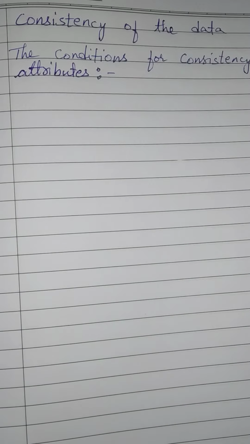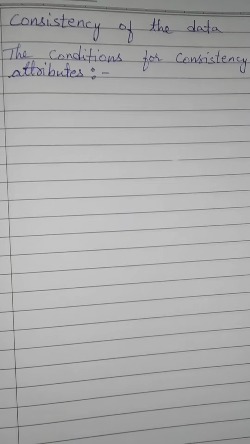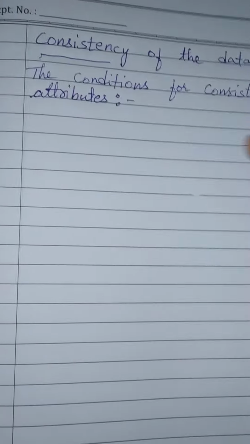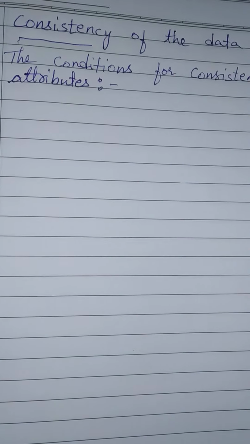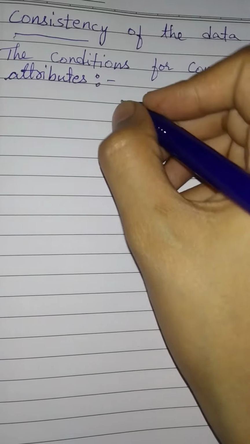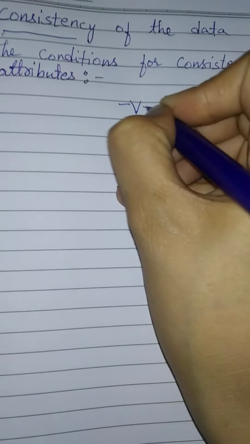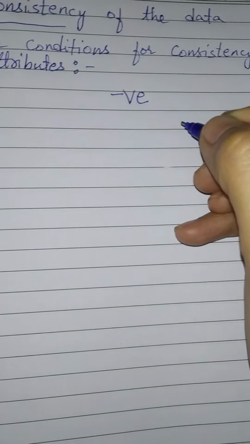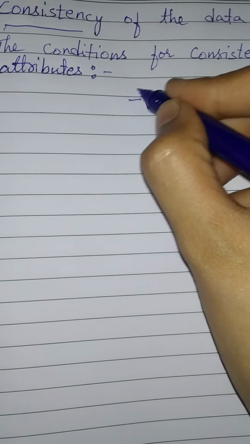Hello students, now I am going to discuss consistency of the data and the conditions for consistency of three attributes. Consistency of a set of class frequencies may be defined as the property that none of them are negative. Otherwise, the data for class frequencies are said to be inconsistent if it is negative.